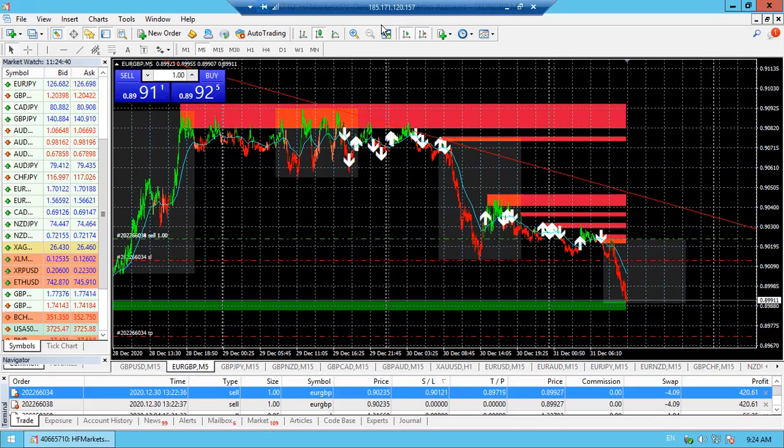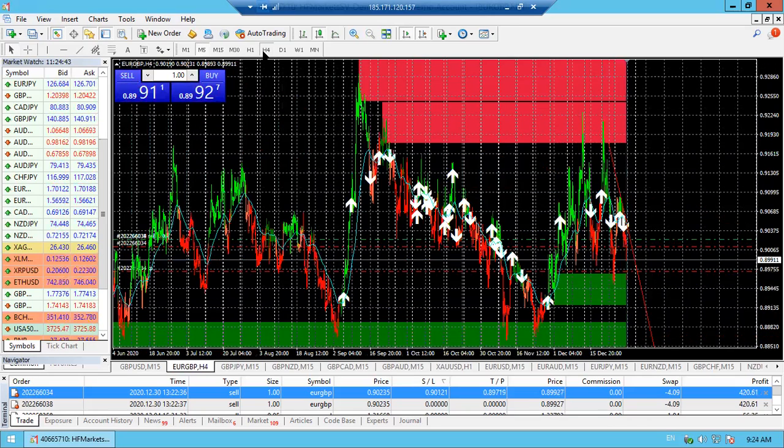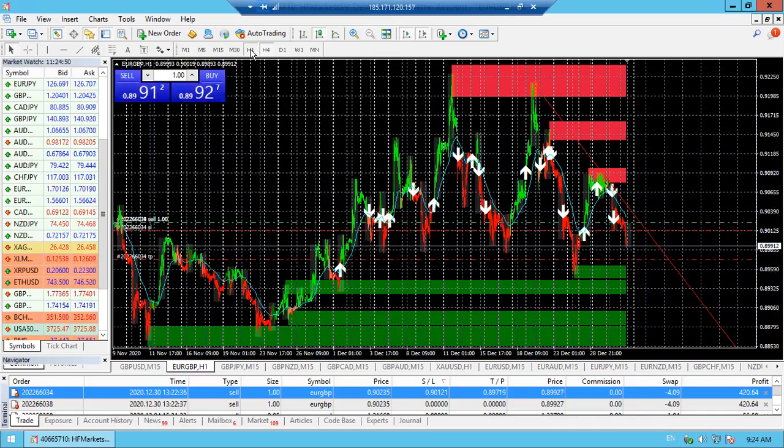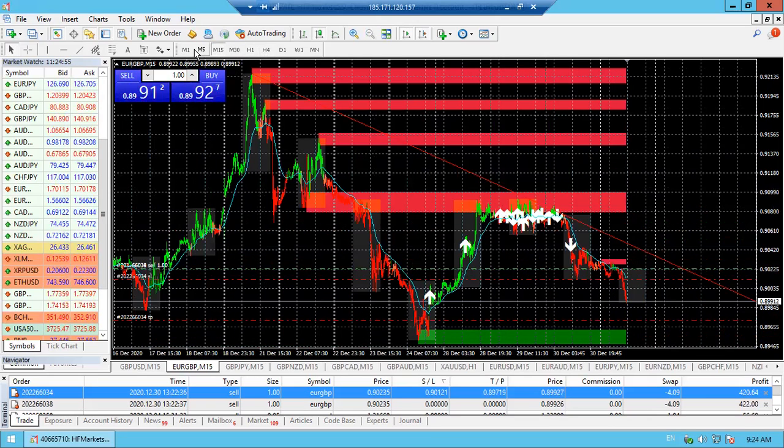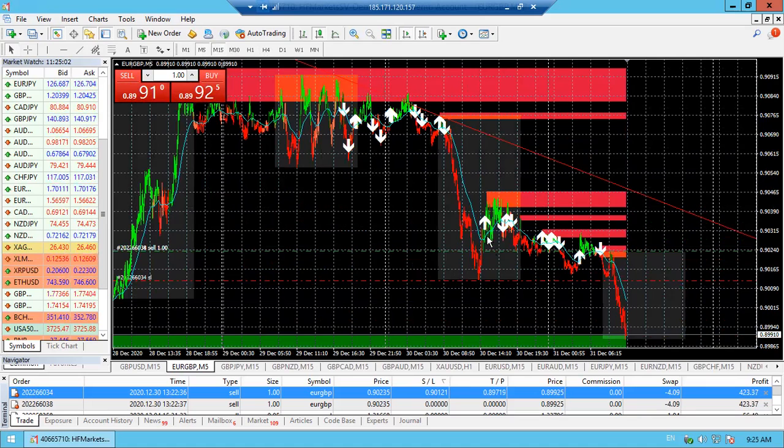Okay, so let me see. Okay, good. On 4 hours, it's close to the resistance. On 1 hour, it's close to the support. Good. And on 15 minutes, good. So I'm on the safe side. Then let me go back to my 5 minutes. Then I'll have to adjust the stop loss. What happened? Why did the other one leave?